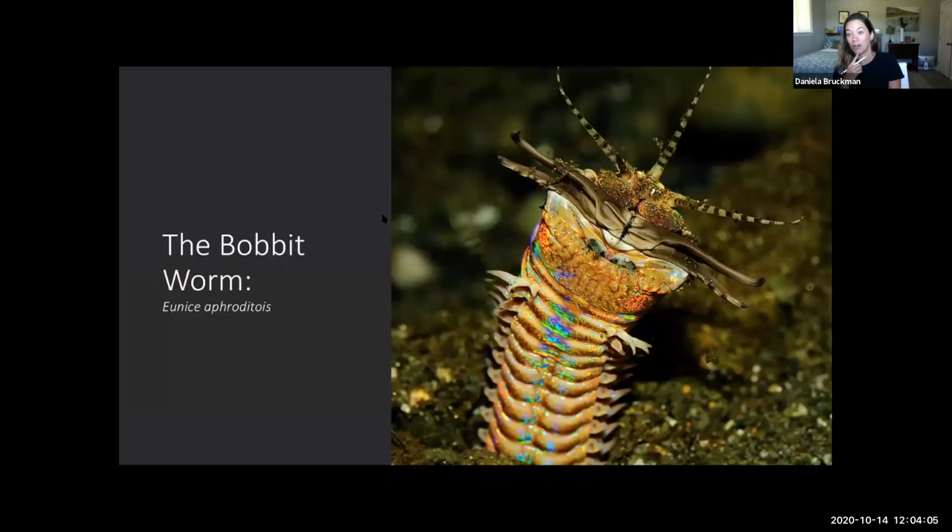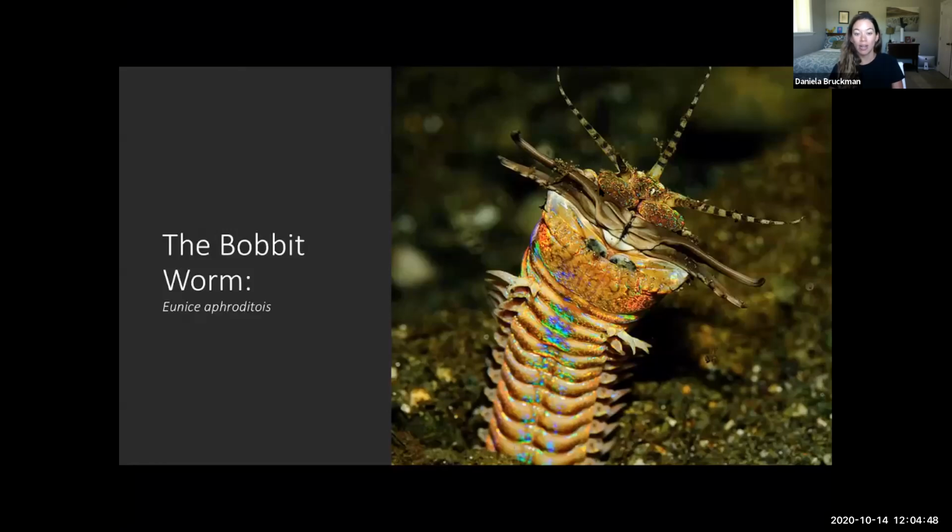My favorite polychaete worm is the bobbit worm. This is the bobbit worm, Eunice aphroditois. I can't see my notes, but I have some pretty astounding statistics. Bobbit worms are crazy, scary polychaete worms. They can grow up to 10 feet long. 10 feet, that's 3 meters. Imagine one of these 10 feet long. They've got these crazy mandibles. These are like jaws.